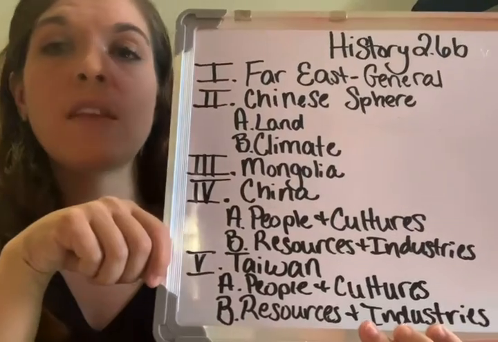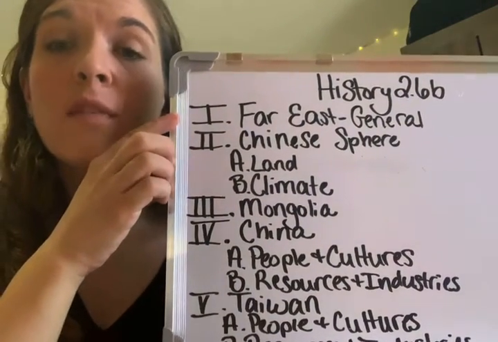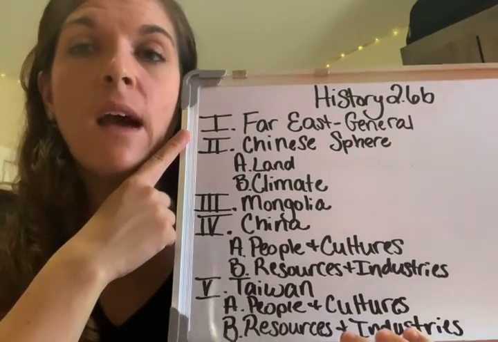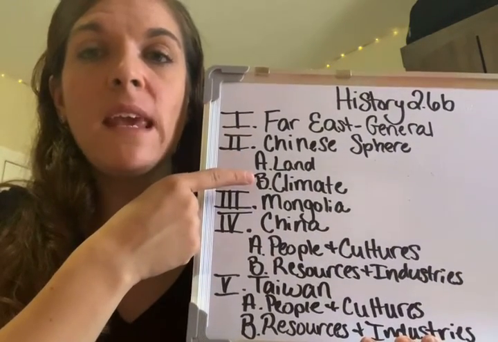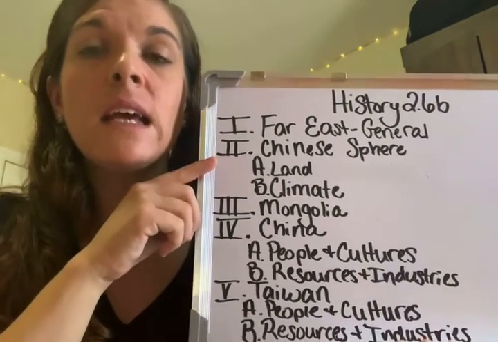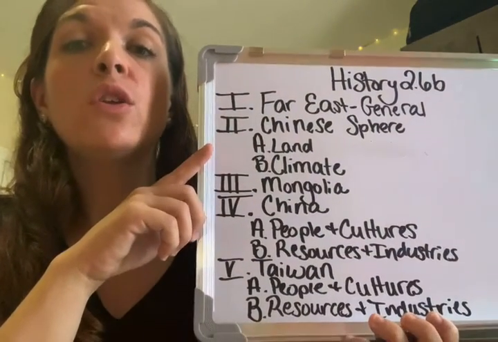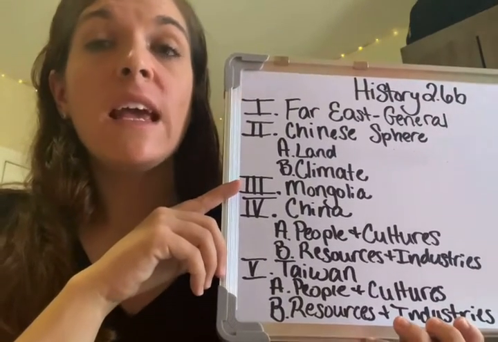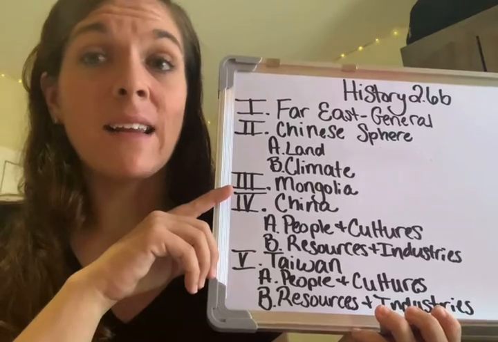So this is how I want you to take the notes. Roman numeral 1 is the Far East general information. Don't forget that after a Roman numeral, you have A and B. After A, you have 1, 2, 3. After 1, 2, 3, you have little a, b, c, if you decide to go all the way down there, if you have that many details. In the Far East general, I'm sure you're not going to have that many details.